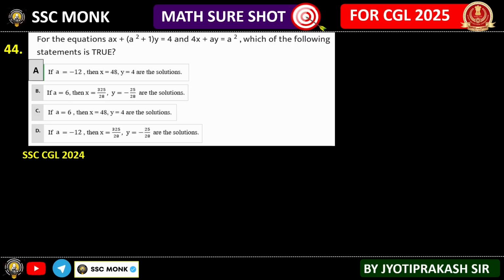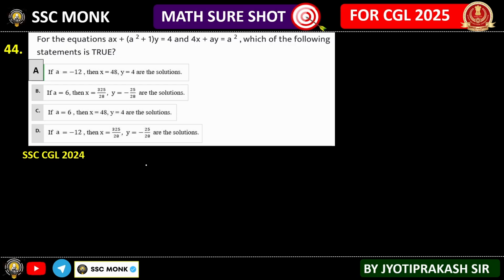Next, the equations are ax plus a square plus 1 into y is equal to 4, and 4x plus ay is equal to a square. Which of the following statements is true? See, in such questions, I will suggest without wasting time, you can directly try the values. You can directly put the value. It is given, if a is minus 12, x and y will be this much. So you can take either, in both cases minus 12, and 6 in both cases.